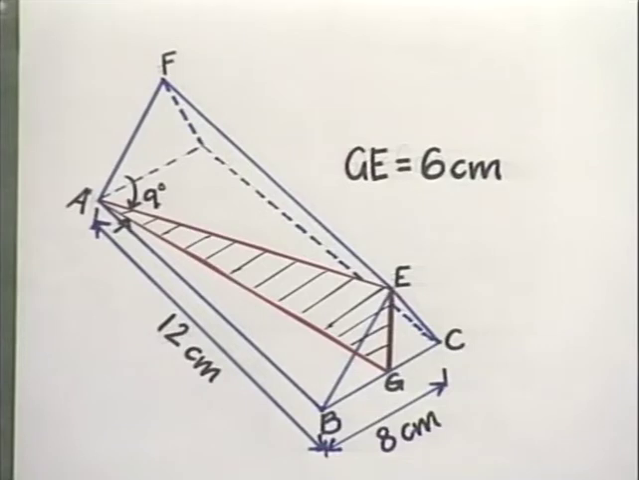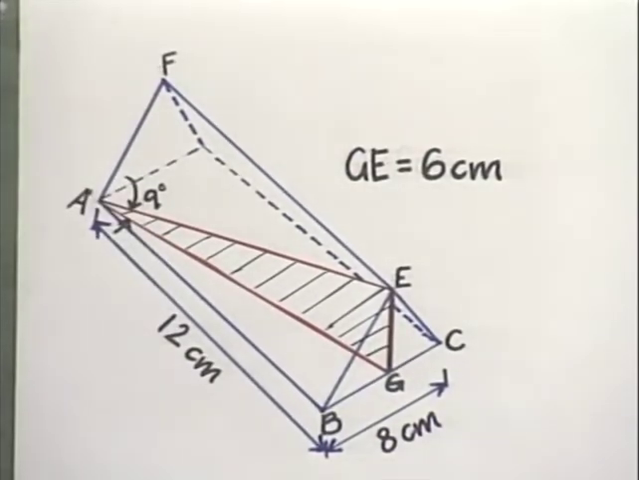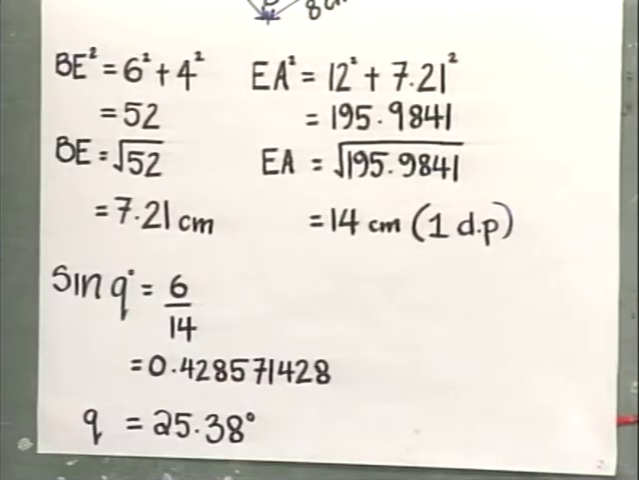Okay, to find EA, we have to find B first. B squared equals 6 squared plus 4 squared, which equals 52, so B is the square root of 52, which is equal to 7.21 centimeters. From there we get BE, and we work out EA.